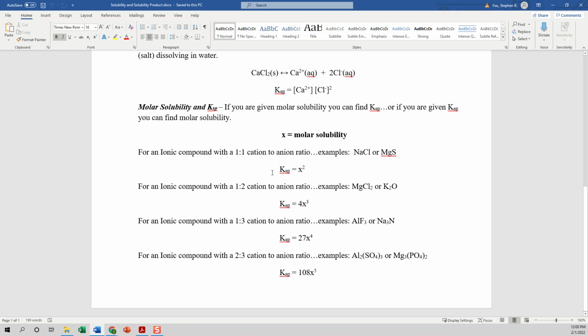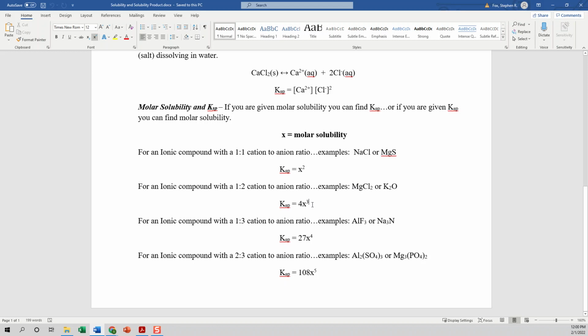And remember, these are all figured out by making a RICE chart for the compound dissolving in water, getting the equilibrium concentrations of the ions in terms of X, plugging them into the KSP expression, and simplifying it, right? So if we made a RICE chart with this compound dissolving in water, magnesium sulfide, at equilibrium the magnesium concentration is X, the sulfide concentration is X. So if we plug them into the KSP expression, we get X times X, and we simplify that as X squared. The same thing would happen if we were looking at magnesium chloride or potassium oxide, but it would end up simplifying to this ratio.